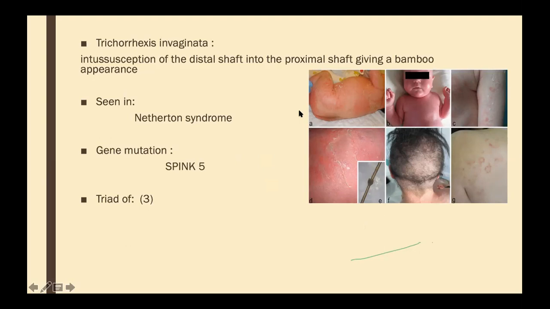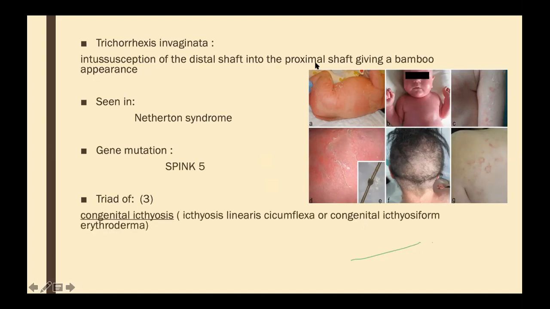Anyone know? We discussed it. Well, I put the picture as well to help you. Exactly. Yes. The first one is the congenital ichthyosis, either ichthyosis linearis circumflexa or congenital ichthyosiform erythroderma. The brittle hair that we mentioned, trichorrhexis invaginata, yes, that's correct. And the most common is in the eyebrow. And atopy, don't forget that. Okay, so that is the triad of Netherton syndrome.